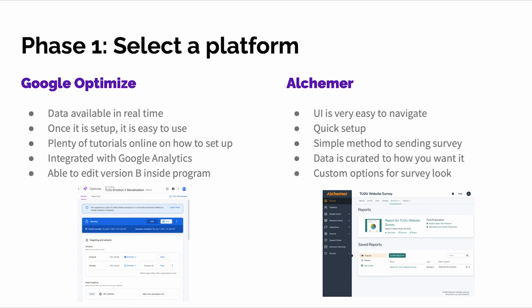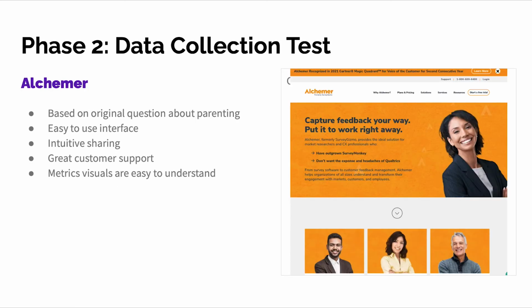Phase two was the data collection, and we had to run a mini test, but I was actually confused on this part about the projects, and so the only data collection that I got was using Alchemer with my initial research question on parenting. I used Alchemer because it's intuitive, easy to use, and it had really good customer service. And I like the way that they outlined the metrics, the visuals, the data. It's easy to read and easy to present.